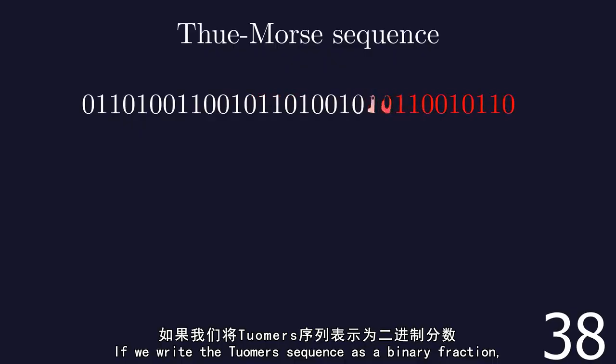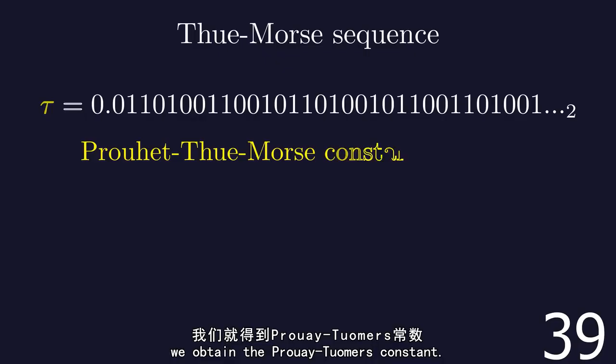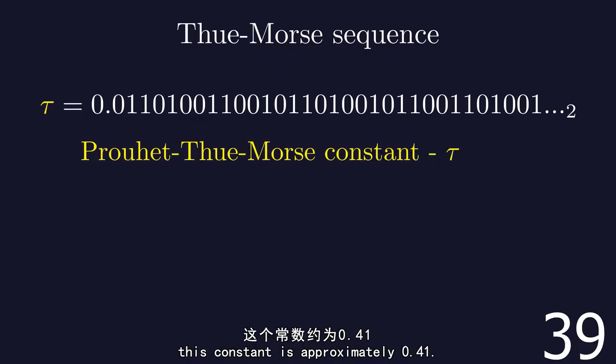If we write the 2-Morse sequence as a binary fraction, we obtain the Prouhet 2-Morse constant. In the decimal system, this constant is approximately 0.41.